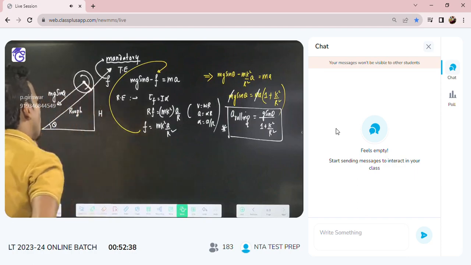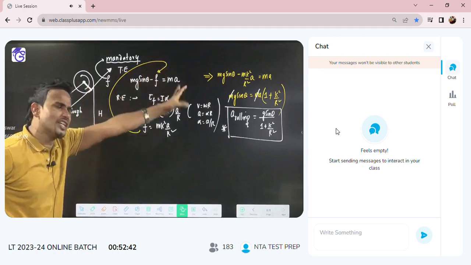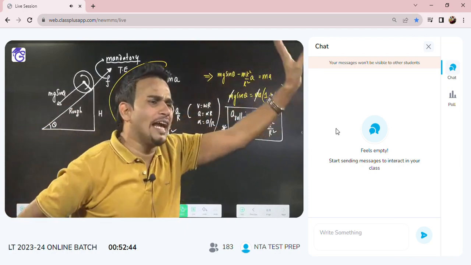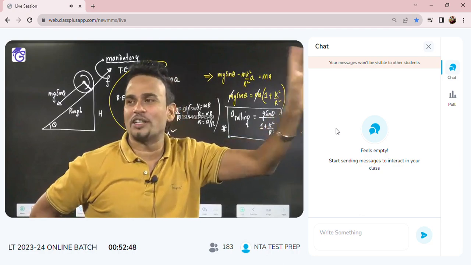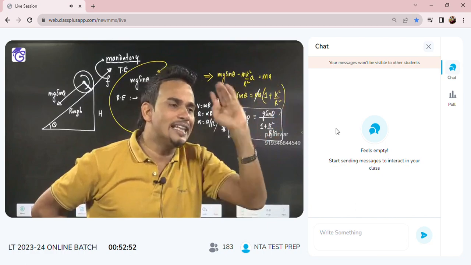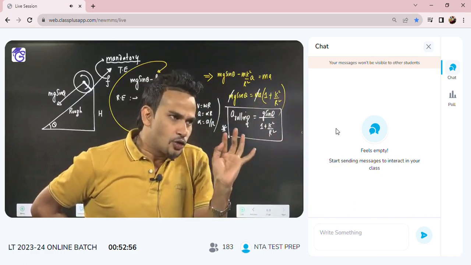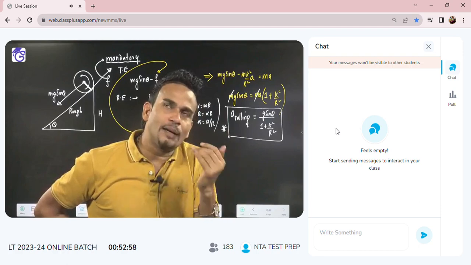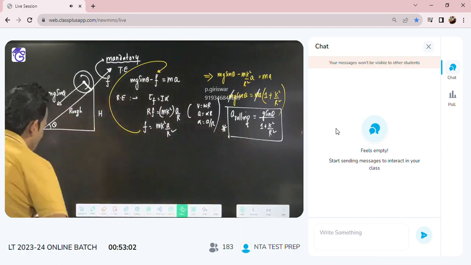Now, okay, so we got rolling acceleration on the inclined plane. Rolling acceleration we got: g sin theta by 1 plus k square by r square. Now pay attention, just see here.